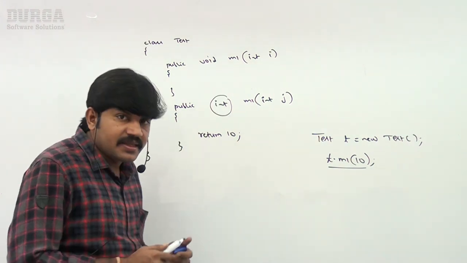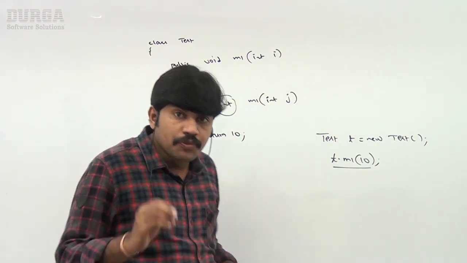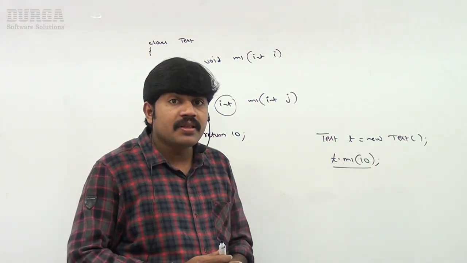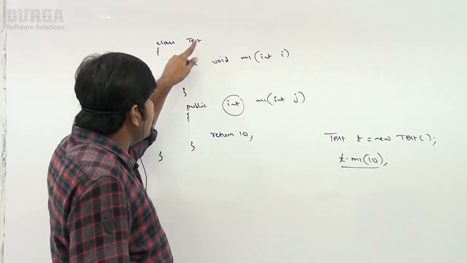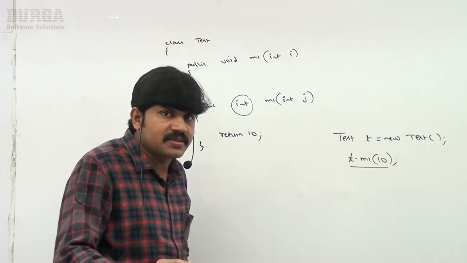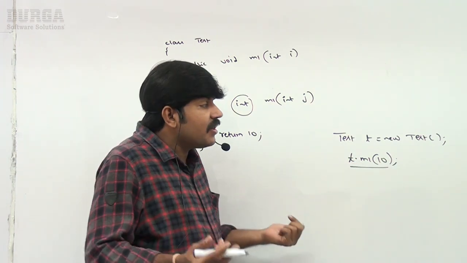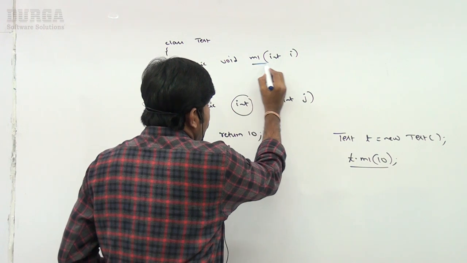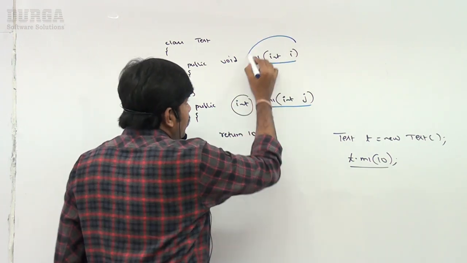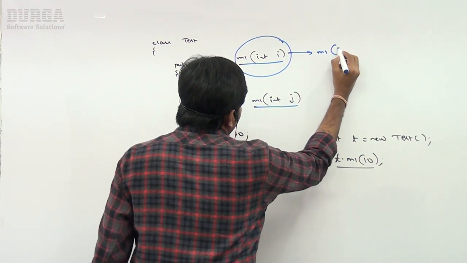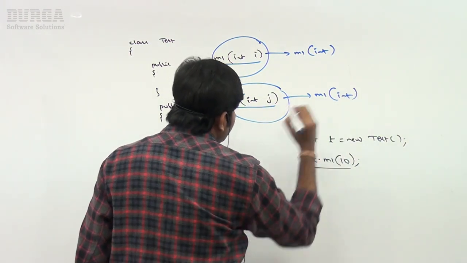If you do it like this, immediately you are going to get a compile-time error. The reason is that within the same class, two methods with the same signature are not allowed. Whenever you call like this, which method has to respond? This method matched, and this method also matched. What is the signature of this method? m1(int). That's all.